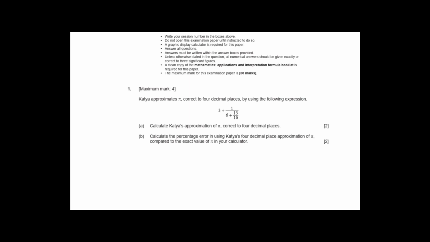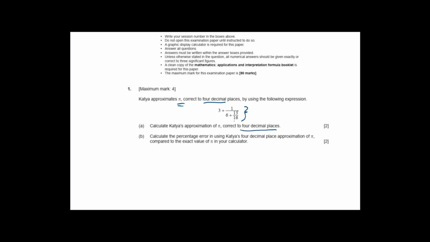Okay, first question. Katja approximates pi. So I'm not going to be timing myself, but we're going through them really carefully. She approximates pi. Why you'd want to do that, I don't know, when your calculator can do it for you. To 4 decimal places using the following expression. And we have this thing here. Calculate her approximation of pi, correct to 4 decimal places.